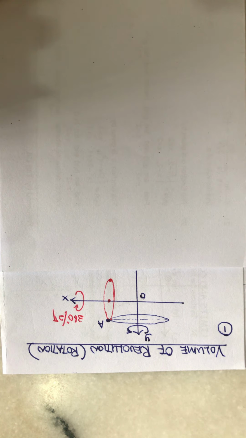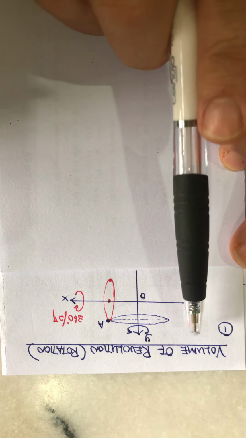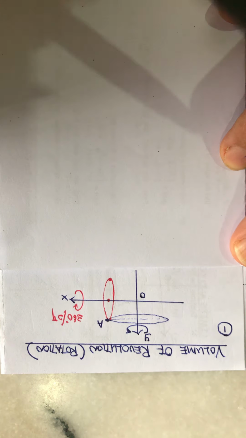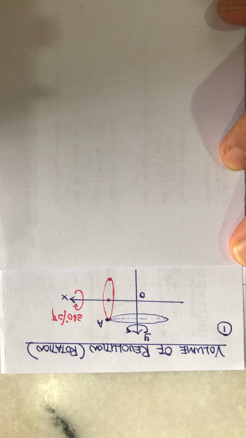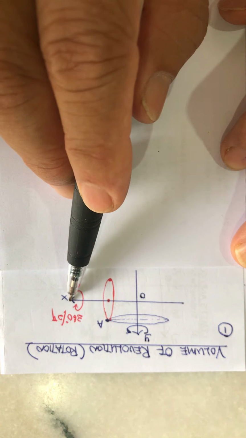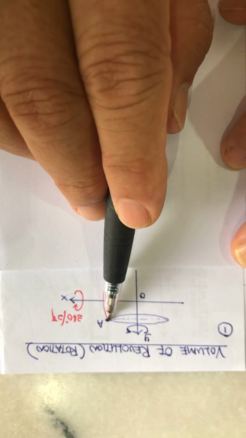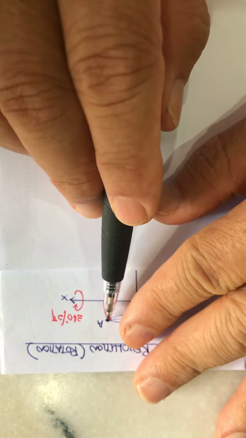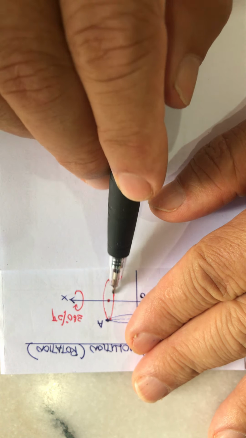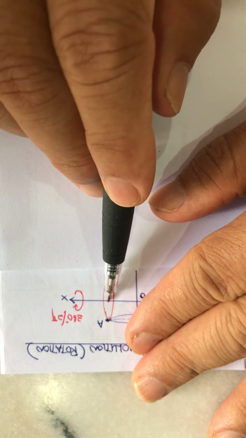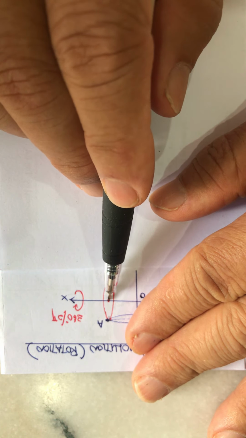Okay, today we are going to do this topic, volume of revolution or rotation. You see this is the y-axis, this is the x-axis, okay? So you look at this point. When the x-axis rotates, that means this point will rotate in a circle, isn't it? It will rotate in a circle with the center here. The x-axis is the center.